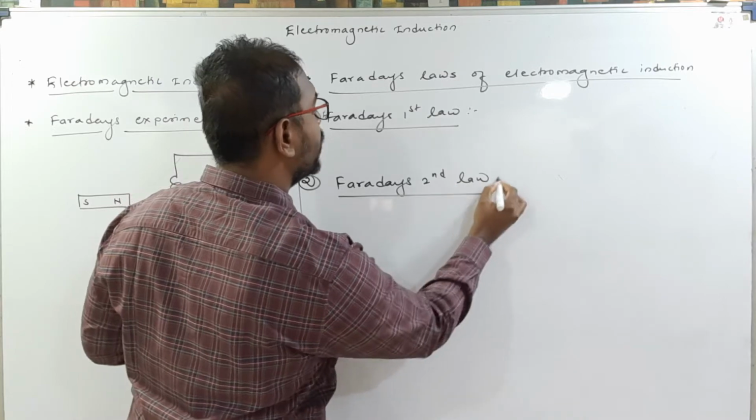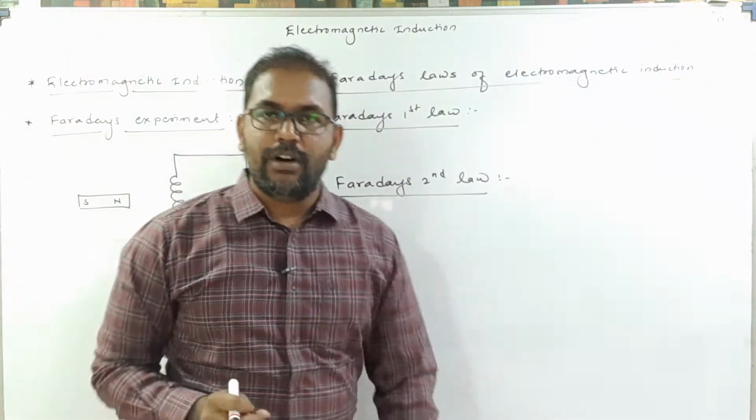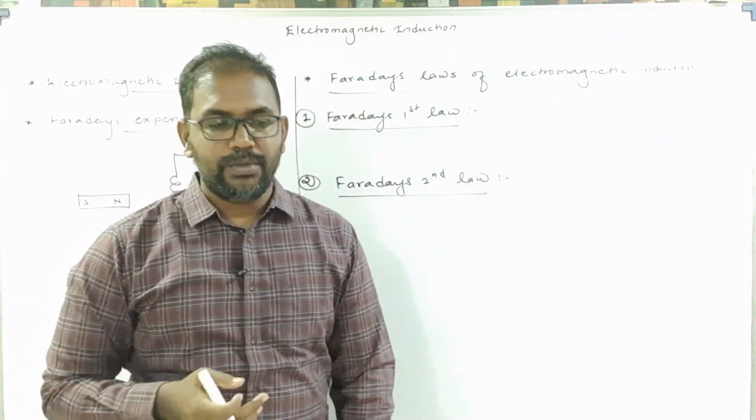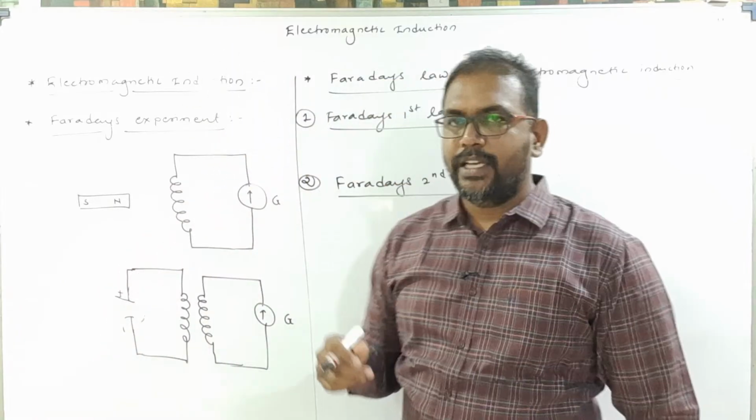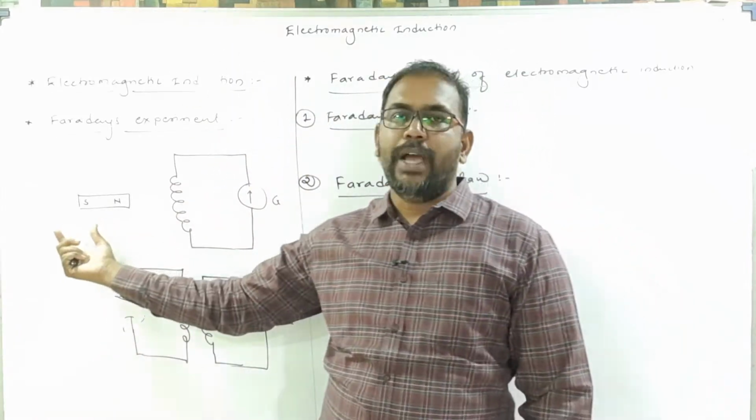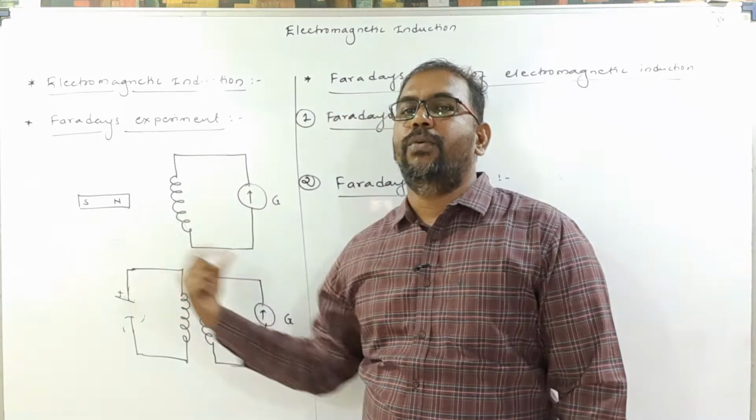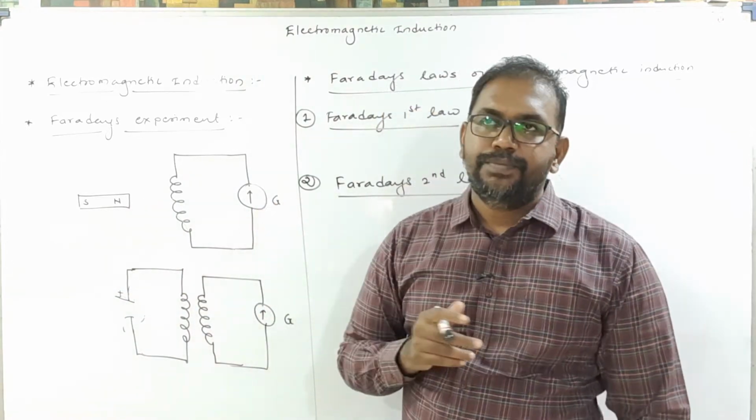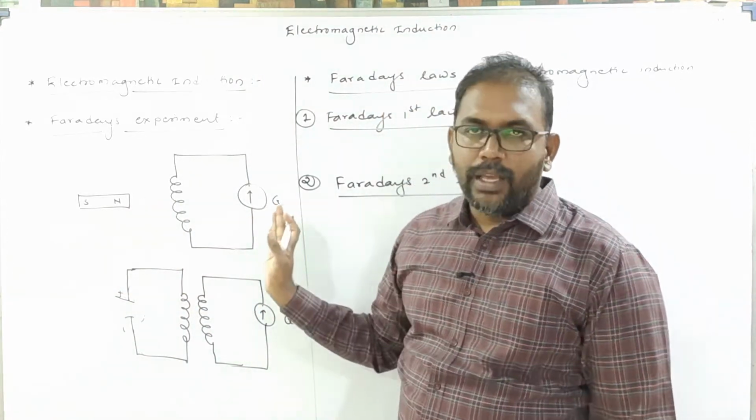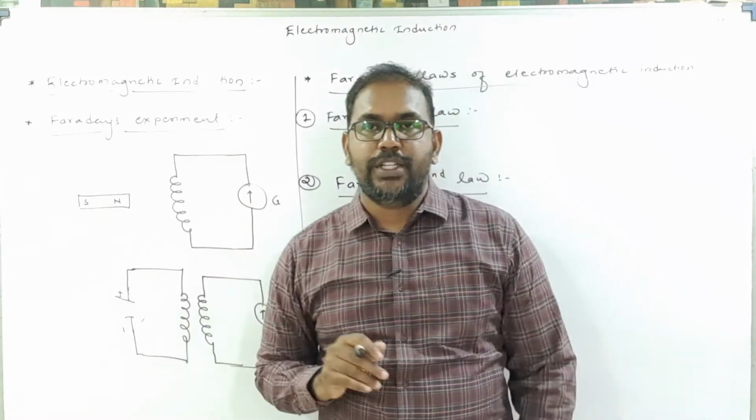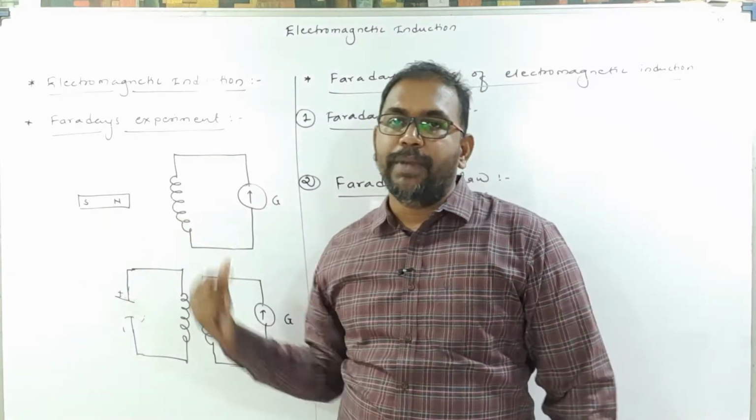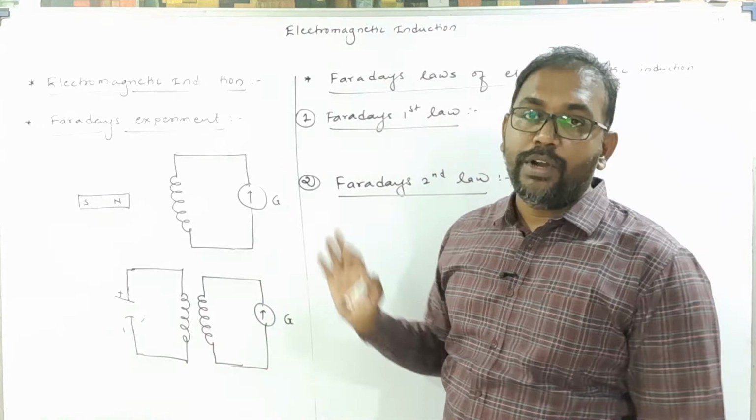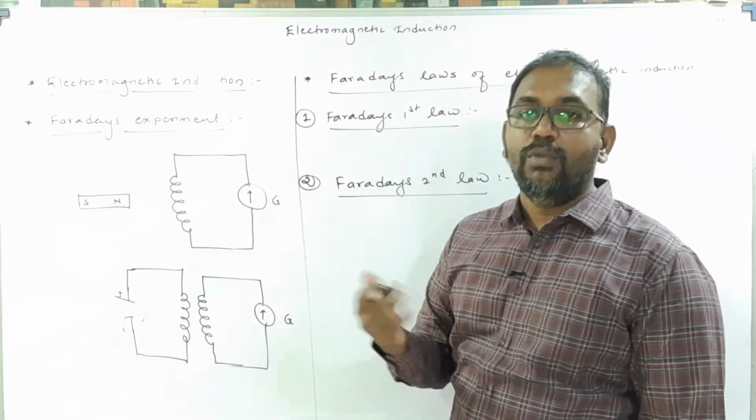Faraday's second law gives the magnitude of induced EMF. How much is the EMF induced? Listen, let me explain the experiment again. When we move this magnet slowly to and fro, we can see some EMF is induced, some current is induced here. But as we increase the speed of the magnet, we observe more deflection in the galvanometer, which means more current.